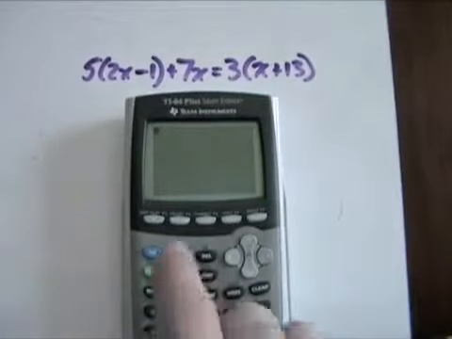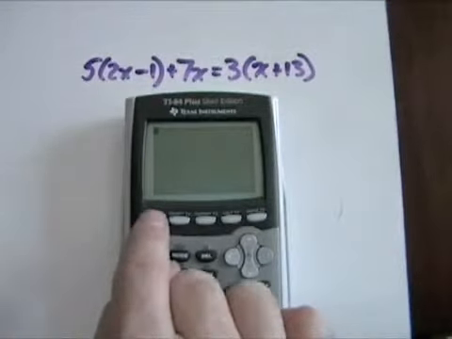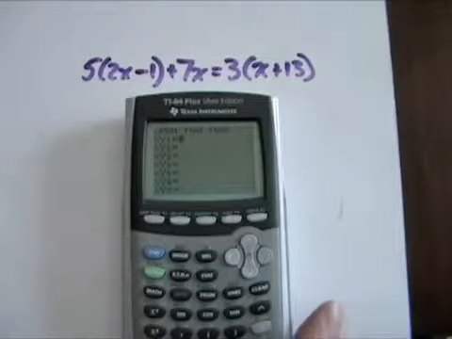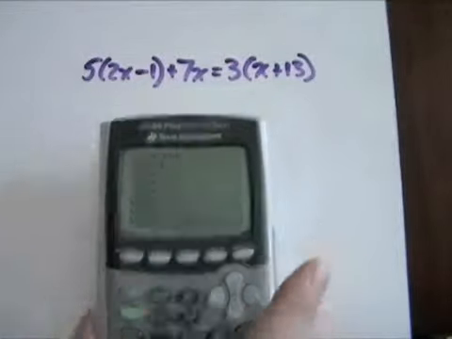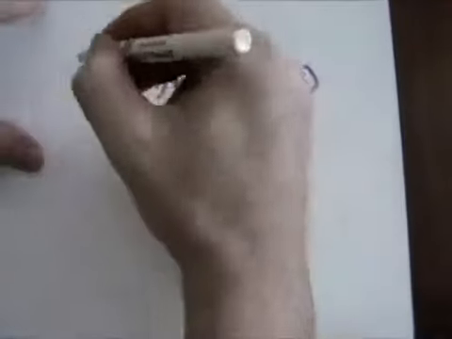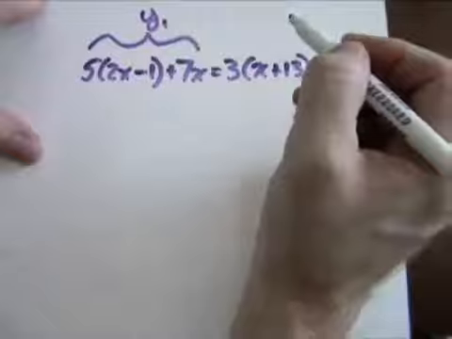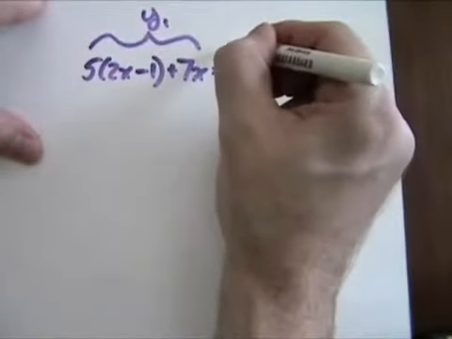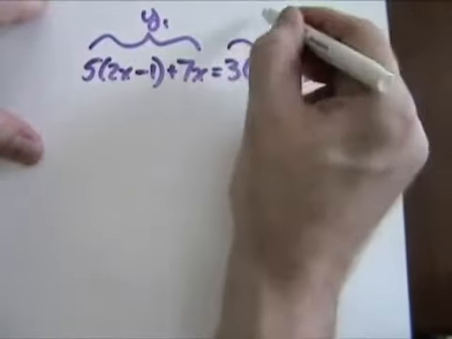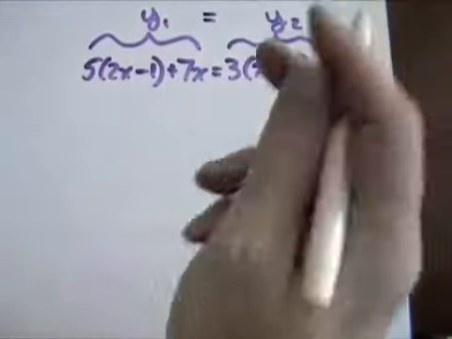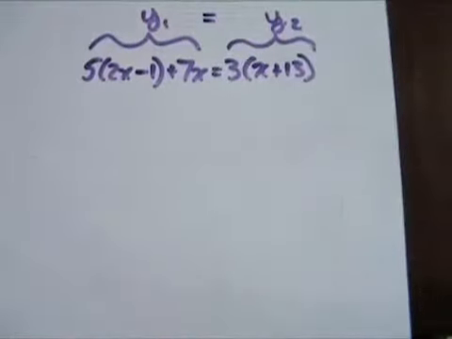Here's what we could do. Push the y equals key, and that gives you these screens, commonly referred to as the y equals screen. Pick one side of this equation. We'll say this side right here, and we'll call this y1. And we'll call this side right here y2. We want to know where y1 equals y2.